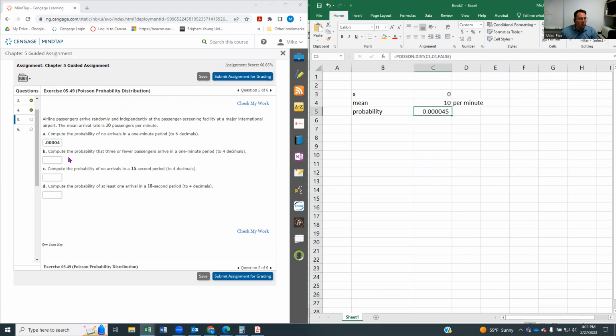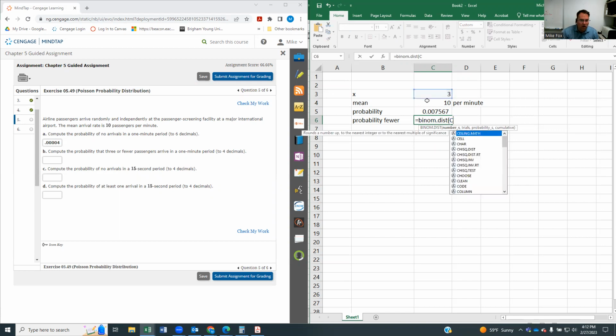The next one says, compute the probability that 3 or fewer passengers arrive in a 1 minute period. So I'm going to put probability 3 or fewer. Here I'm going to say 3 passengers in the 1 minute period where we have 10 as our average. This would be the probability of exactly 3, but we want the probability of 3 or fewer.